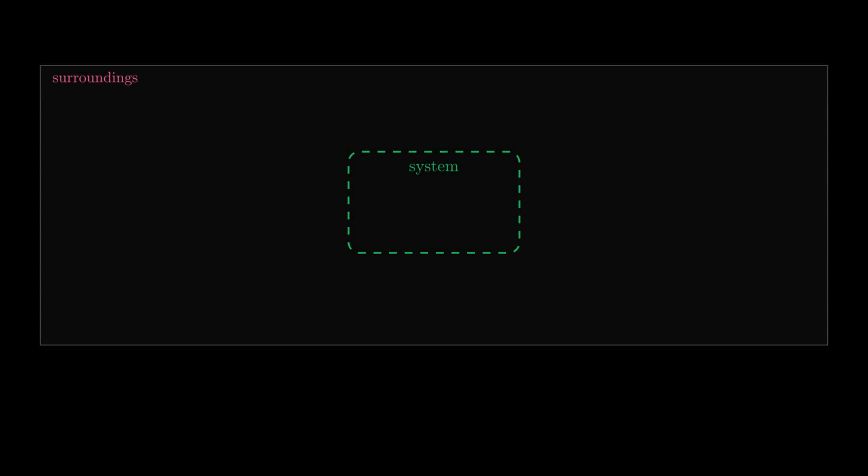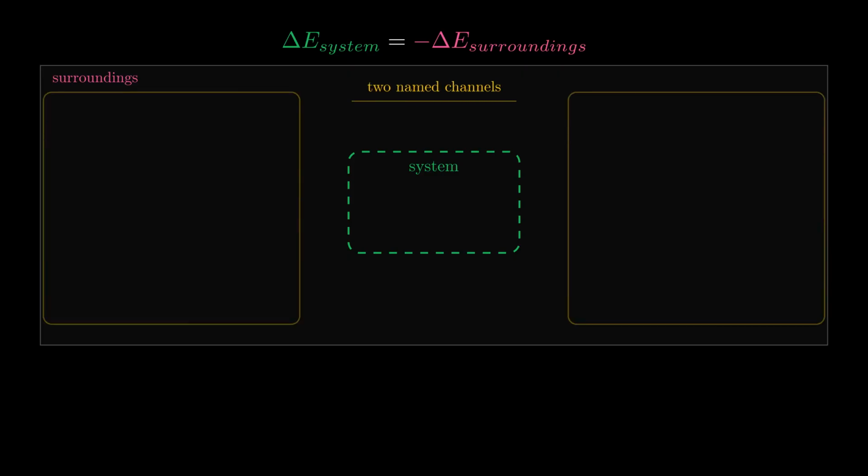One restriction remains: the system has been sealed. Now let energy cross the boundary. Whatever the system gains, the surroundings lose. The change in the system's energy equals minus the change in the energy of the surroundings. The exchange runs through two named channels.